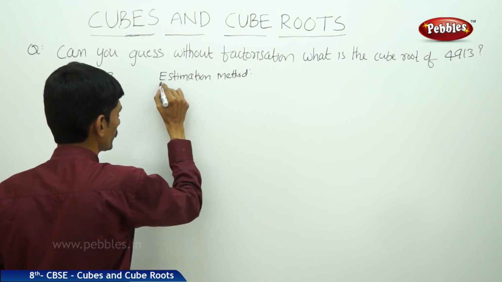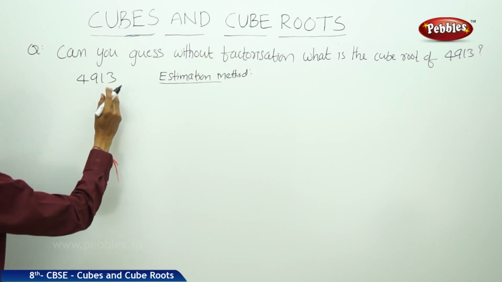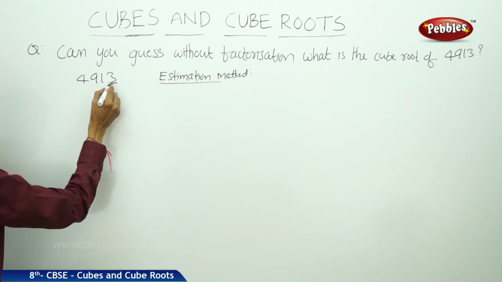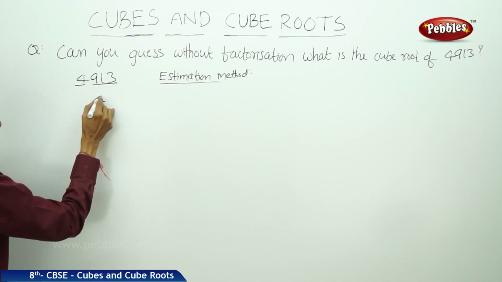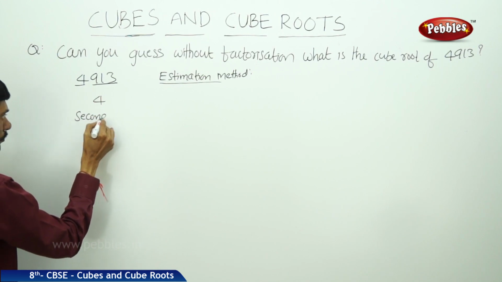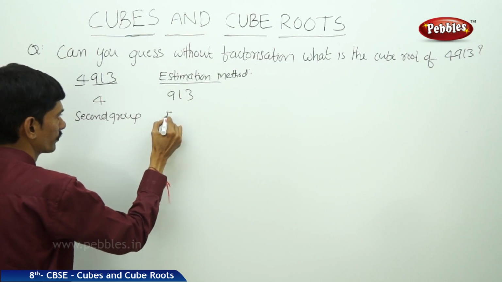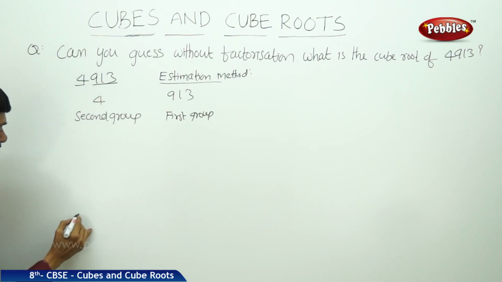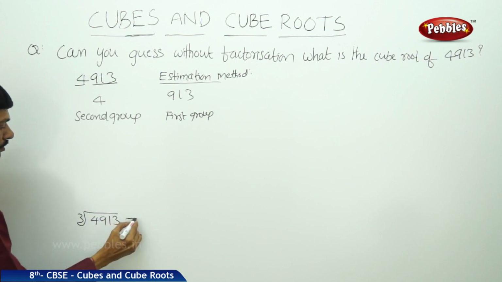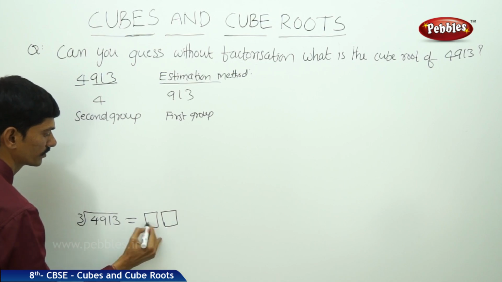According to the estimation method, the given number should be separated into two groups from the rightmost. From the rightmost we take 3 digits in the first group and the remaining digits in the second group. So 4 is in the second group and 913 in the first group. Now we will find the cube root of 4,913. It has 2 digits, ones place and tens place.